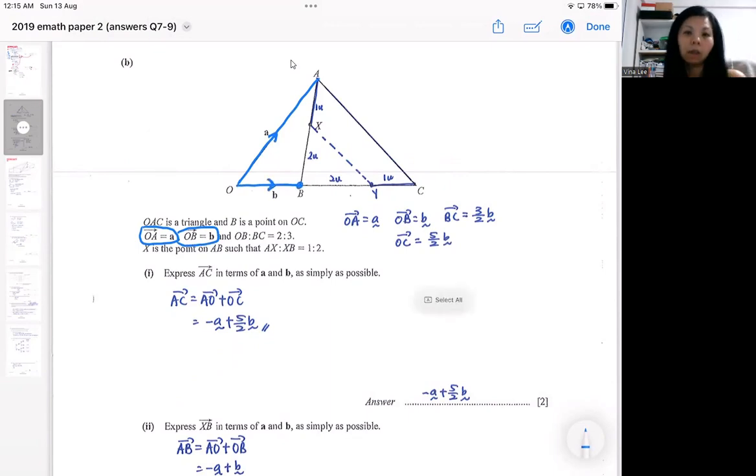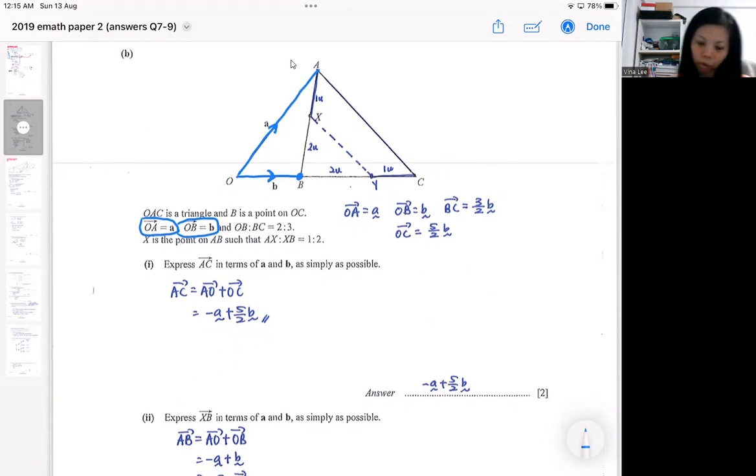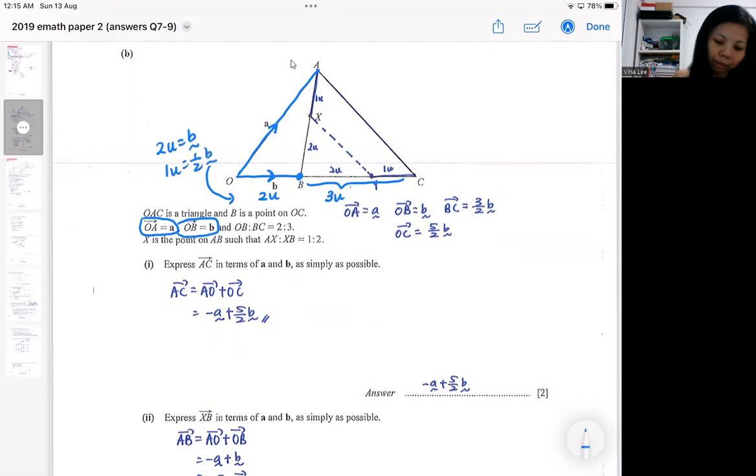Okay, and slowly you must process the ratio. I get this ratio of 2 units, and then this whole thing is 3 units. How do I process it? Mentally, I'm thinking that 2 units is vector b, so 1 unit will be half b. Because I process it like this, I can get my 3 units. My 3 units will be 3 times half b, and that's how I get BC.